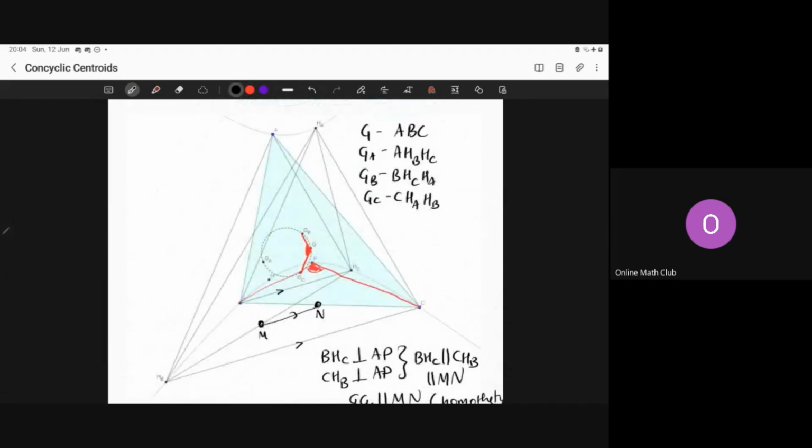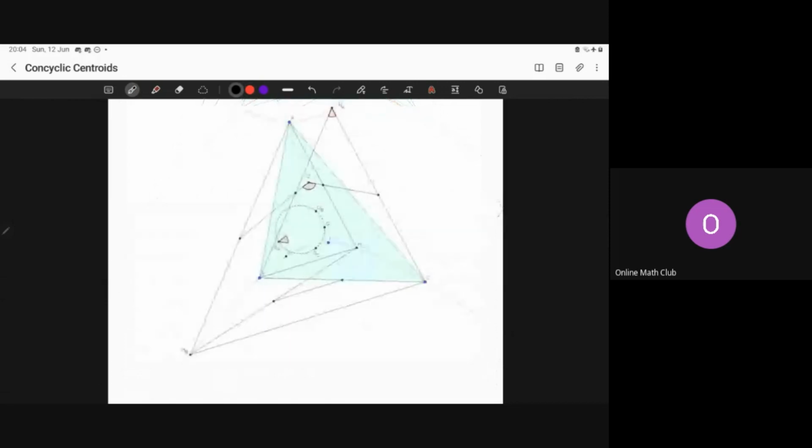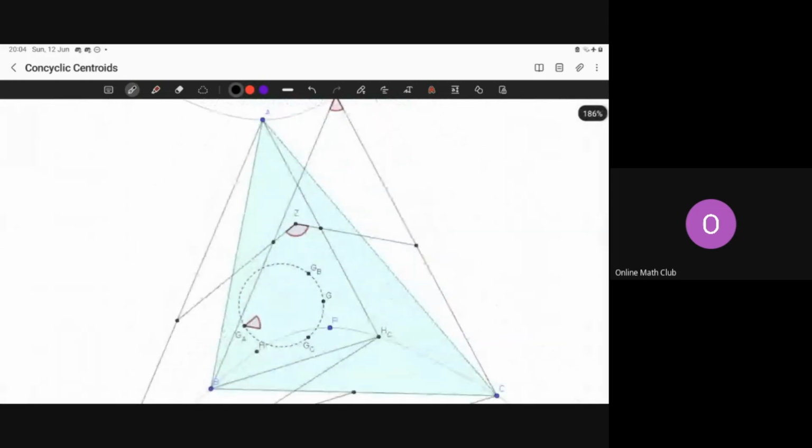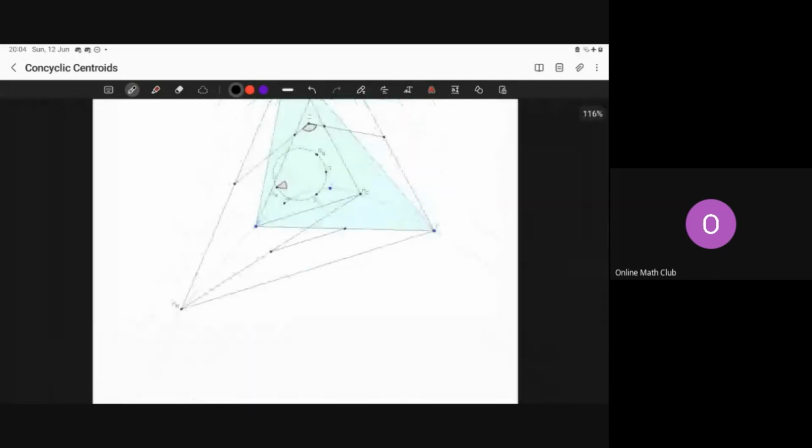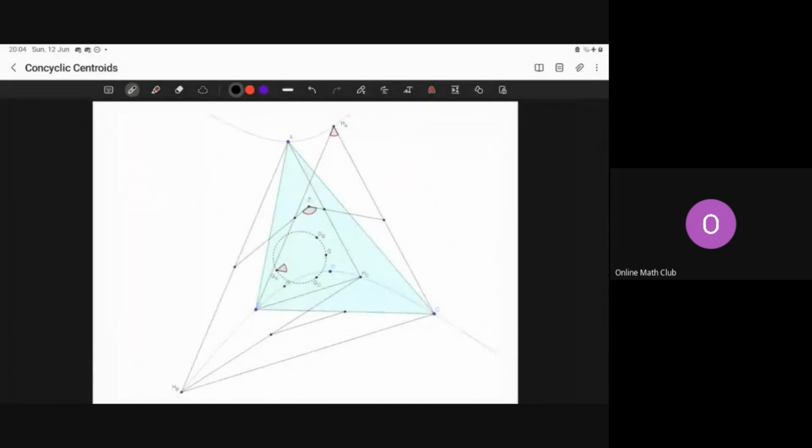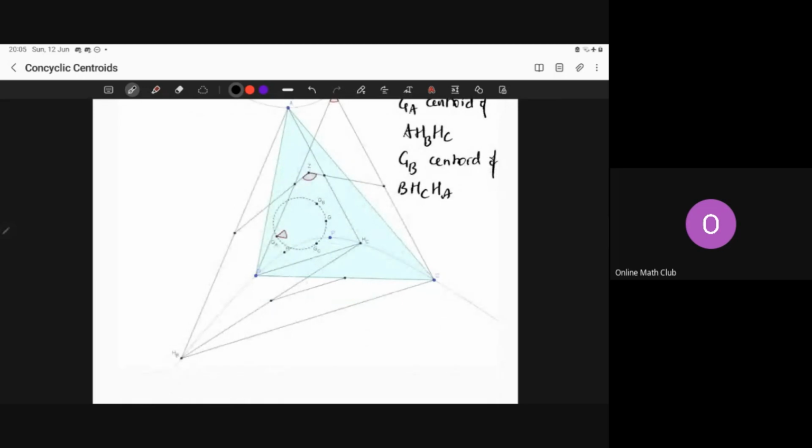So, okay, let's go to this figure. Here I've marked the midpoints of AHB and BHA. So, G is the orthocentroid of, GB is the centroid of BHA. So again, using vectors or maybe even simple length chasing, not angle chasing, you can show that.